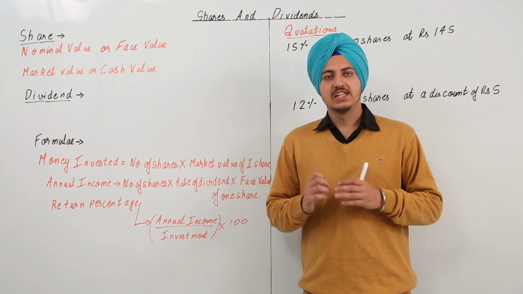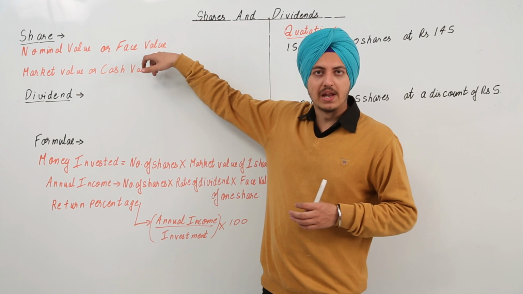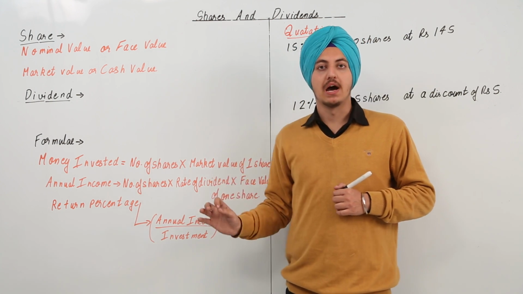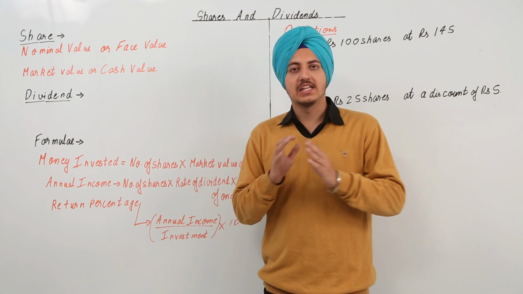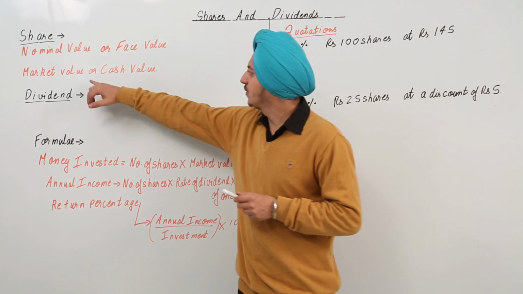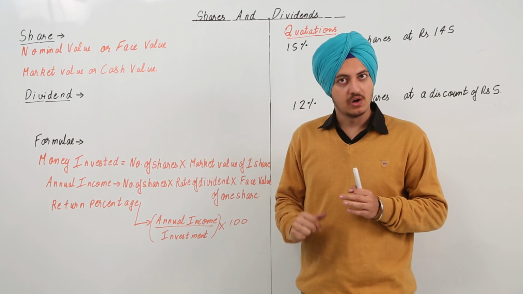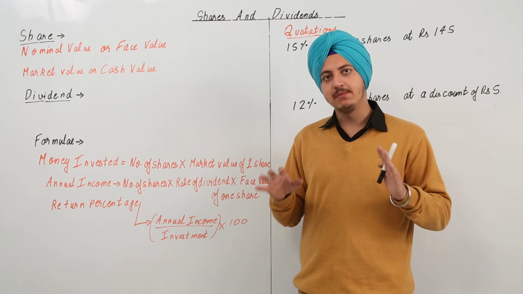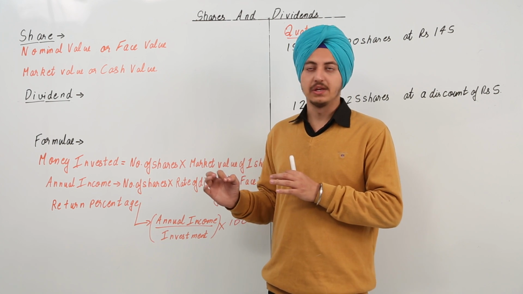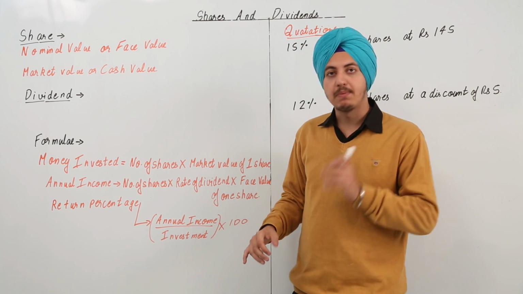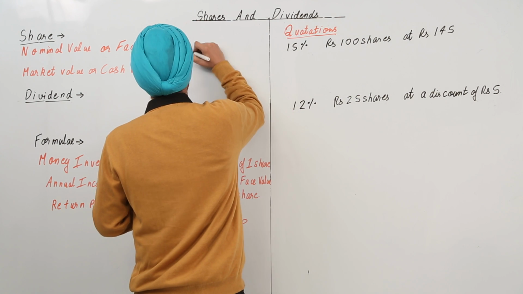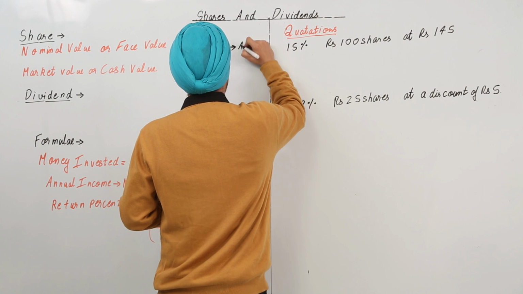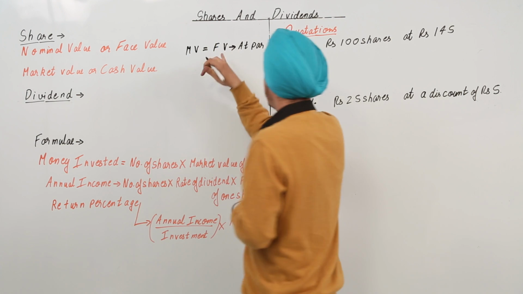Now how do we tell whether the share is increasing or decreasing? We say that the share is at par if the market value is equal to the face value. If the market value is equal to the face value at some point of time, it means that the share is at par. Market value equal to face value means at par.